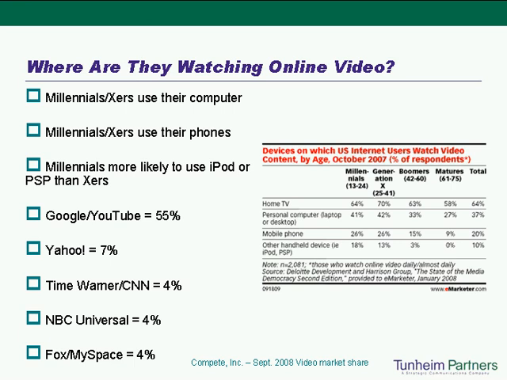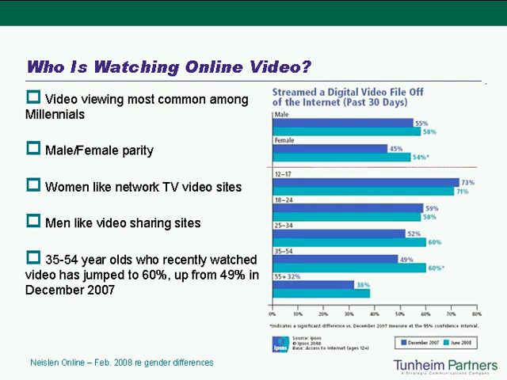So where are people watching online video? Millennials and Xers use their computers and their phones to consume online video. Millennials are more likely to use an iPod or a PlayStation Portable video game console than Xers are. Google and YouTube together account for 55% of the online video market share. The second largest one is Yahoo at 7%, so there's significant tail off. Time Warner, CNN, 4%, NBC, Fox, MySpace, again, 4% as well.